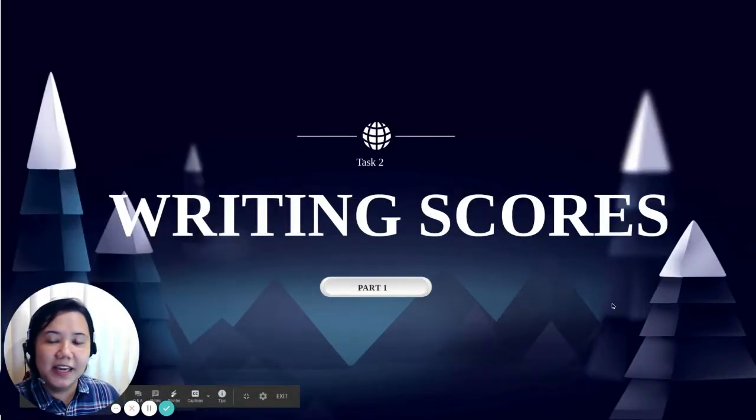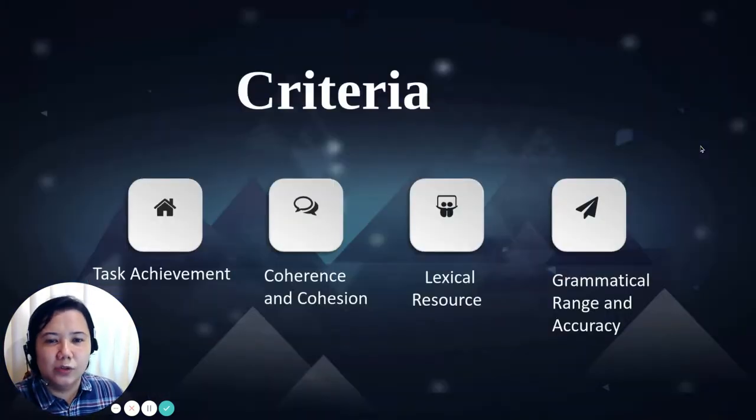So writing is judged using 4 criteria. The examiner will give you a score between 0 to 9. For each criteria, there will be an average overall score also. For example, if you got a 6, a 7, and an 8, your overall score would be, let's say, a 6.75. They will round this up to a 7.